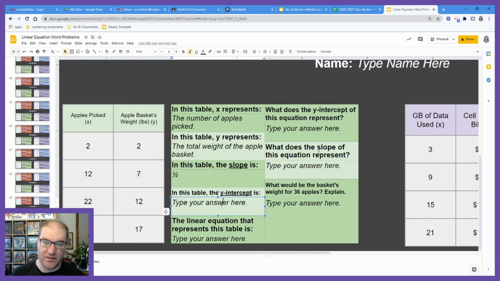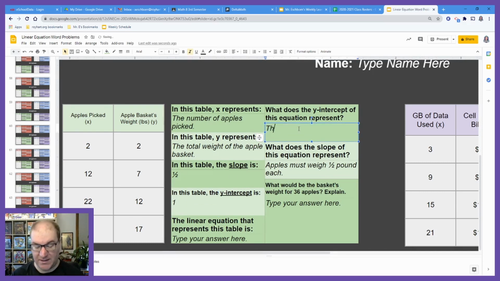So that means I'm going to fill this one in now. That means that apples must weigh a half a pound each. So the y-intercept, if apples are half a pound each, 2 apples should weigh 1 pound, but they actually weigh 2. Weighs 1 more pound than it should. 12 apples should weigh 6 pounds, but it actually weighs 7. The y-intercept is 1.